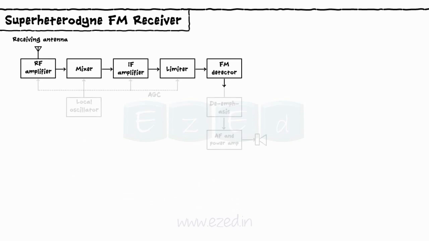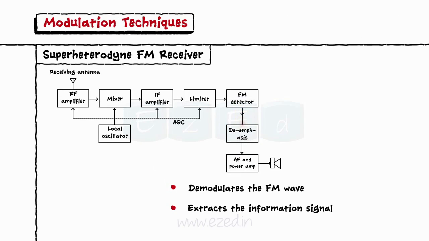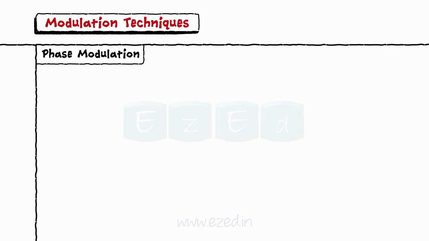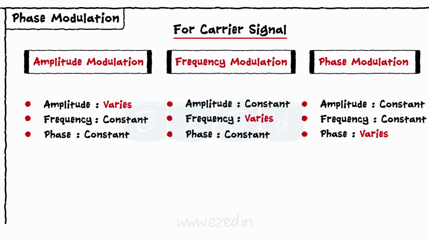FM detector. The FM detector demodulates the FM wave and extracts the information signal, passing it via a power amplifier. It is then applied to the loudspeaker. Phase modulation is very similar to frequency modulation. The only difference is that in phase modulation, the phase of the carrier signal changes with the change in the amplitude of a baseband signal.